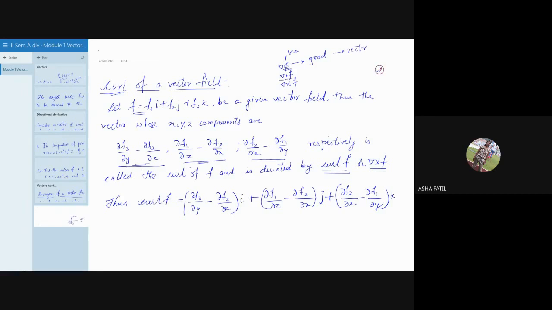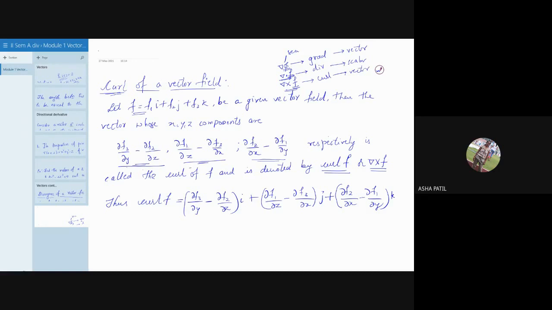And what does del dot F denote? Divergence of the vector field. Here F is a vector and the resultant will be a scalar. And lastly, this curl that we are studying, F is a vector, and del cross F, which we call curl, is also a vector.